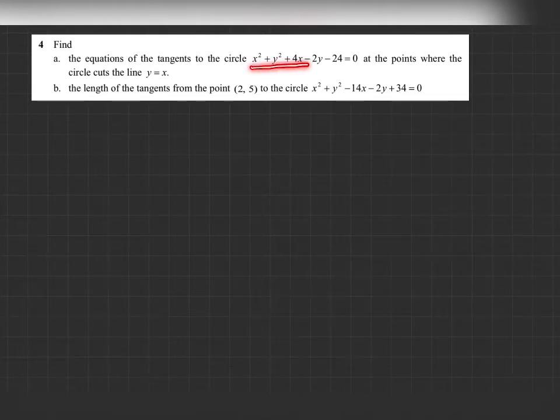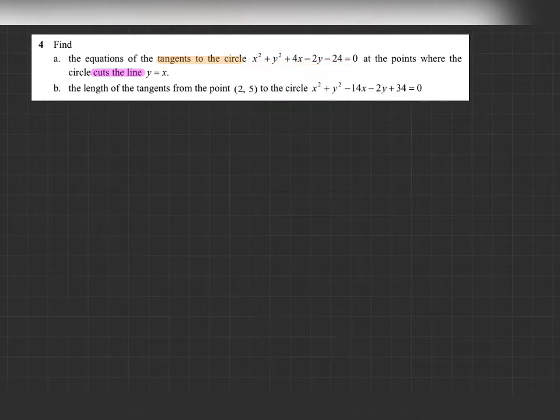So this one is the equation of circle given at the points where the circle cuts the line y equals to x. Okay, so if you look at the sentence cuts the line, so bila line potong circle kita, actually kalau dia cut maksudnya akan ada two intersection point lah. Okay, so that means we need to find the equation of tangents at those 2 points yang line tersebut cut kita punya circle. Boleh faham ke?